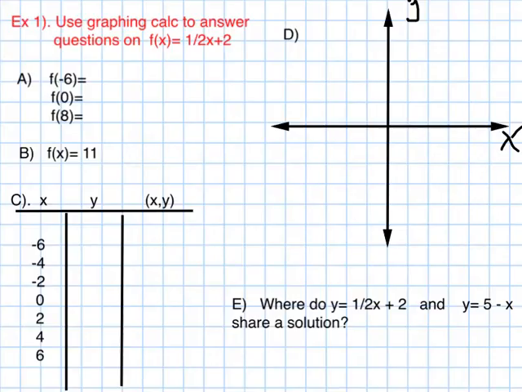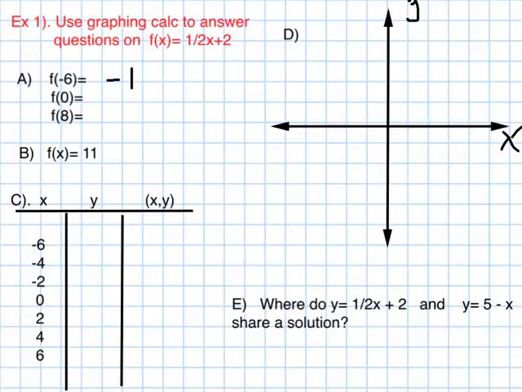All right, so exercise 1 basically says, using your graphing calculator, answer a bunch of questions about the function f of x equals 1/2 x plus 2. Well, the first thing they want you to do is figure out these three pieces right here: f of -6, f of 0, and f of 8. You do not have to plug them in. Yes, I could plug them in by hand here, and I could take 1/2 of -6, which is -3, and add 2 to it, and I will get -1.